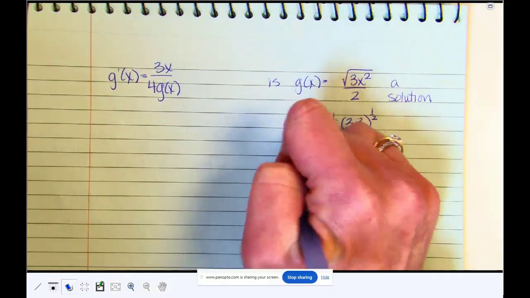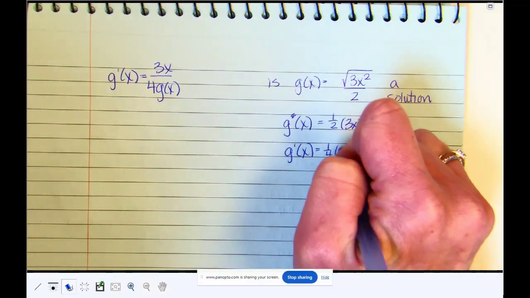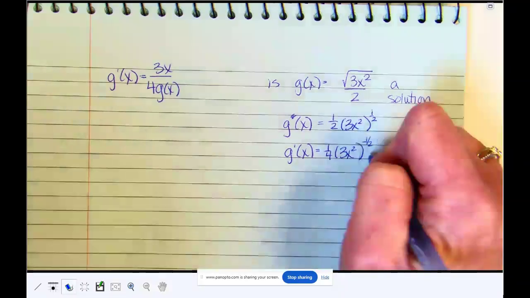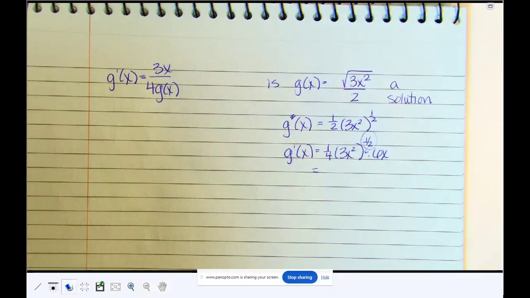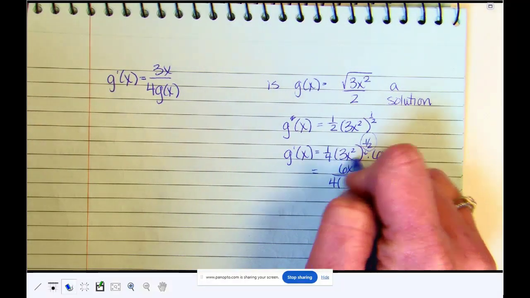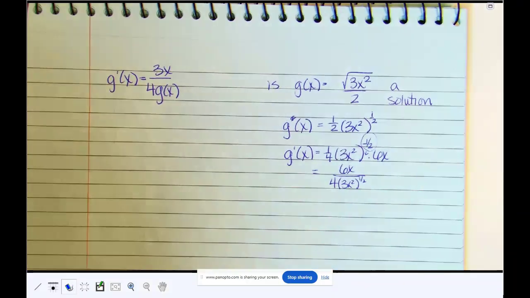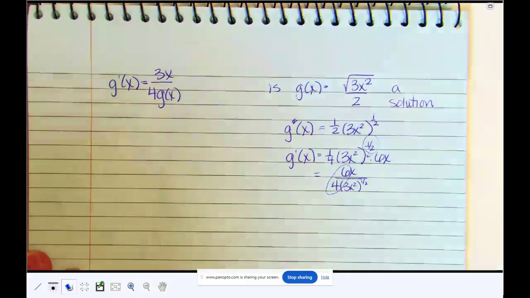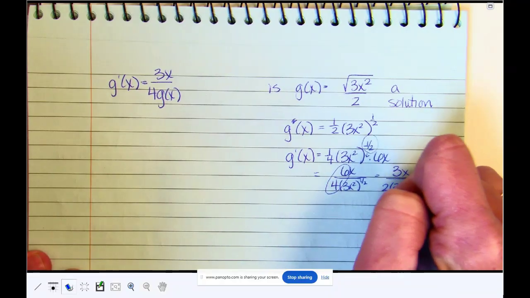So g prime of x. Don't forget, the power comes down. So 1/4 times 3x squared to the negative 1/2. Don't forget chain rule. So times 6x. Okay, I'm going to simplify that a little bit. I'm going to send it to the bottom because the exponent is negative. 6x on the top, 4 on the bottom, and this is 3x squared to the 1/2. There's my g prime. And I think I'm also going to reduce these. That's 6/4. So this is 3x over 2, times 3x squared to the 1/2.